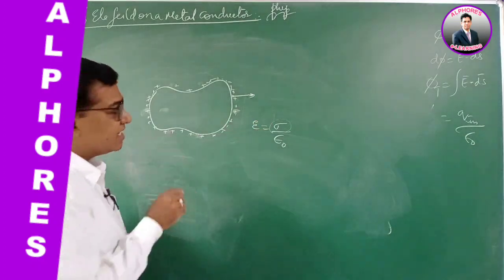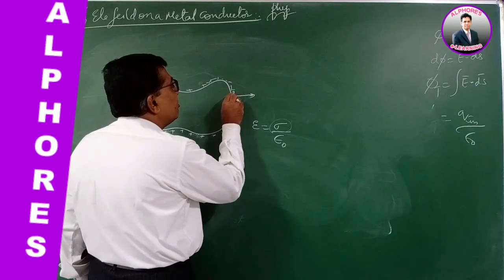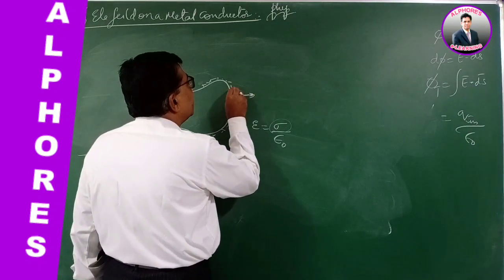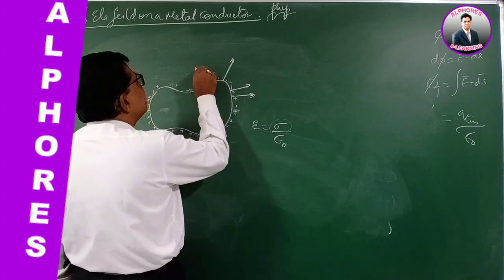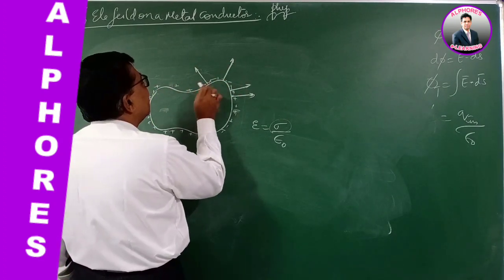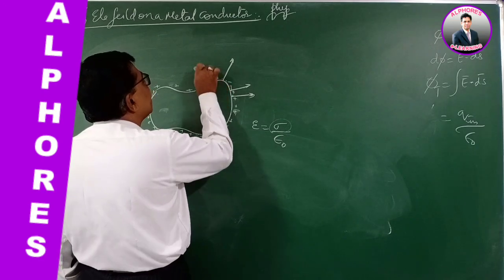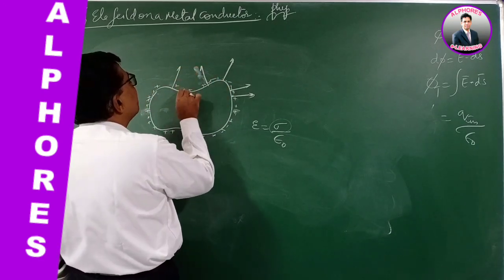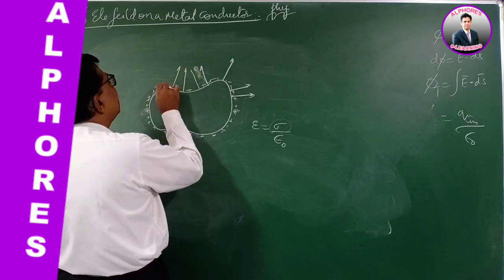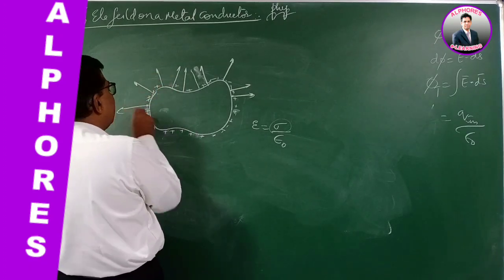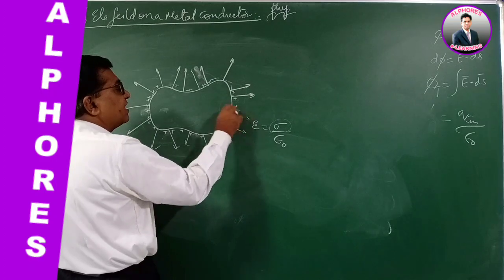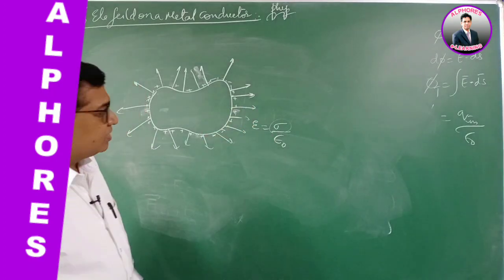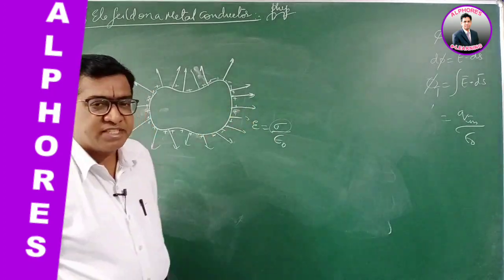And also the direction. The electric field at any point on the surface will be along the outward normal. The lines of force emerge normal to the surface. So the lines of force are always normal at any point on the outer surface. The electric lines of force emerge perpendicular to the surface at any point.